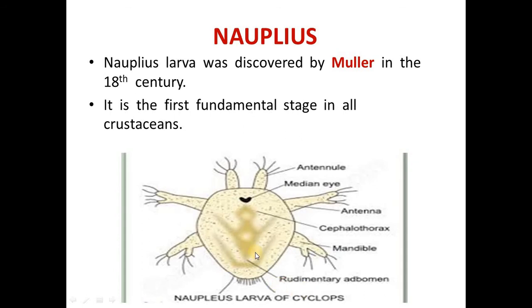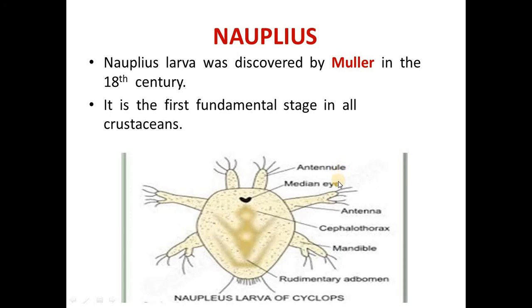The body is oval shaped as shown in the figure, unsegmented with a large cephalothorax region and rudimentary abdomen. It has a single median frontal eye as shown in the picture and three pairs of unjointed appendages, first, second and third. The uniramous antennule serves as the balancing organ.